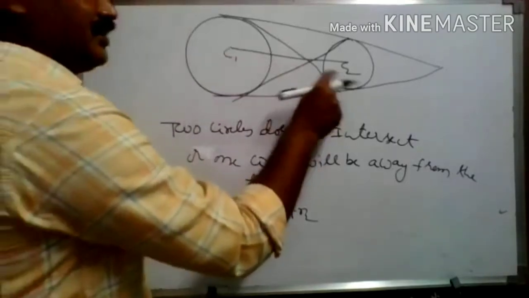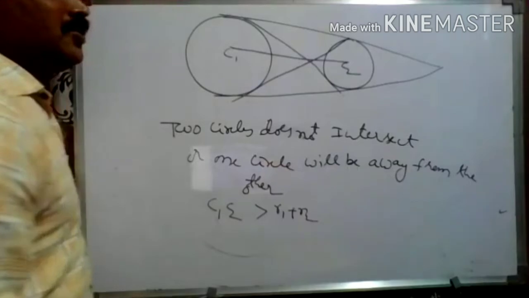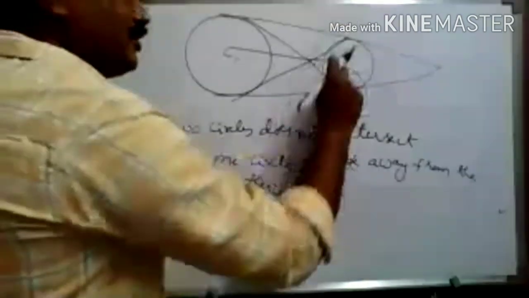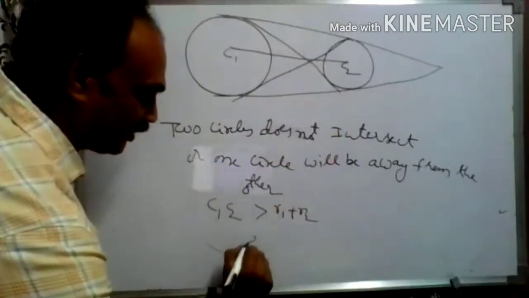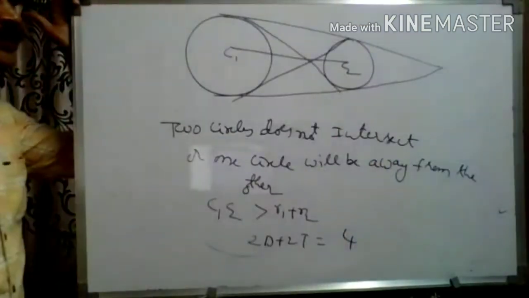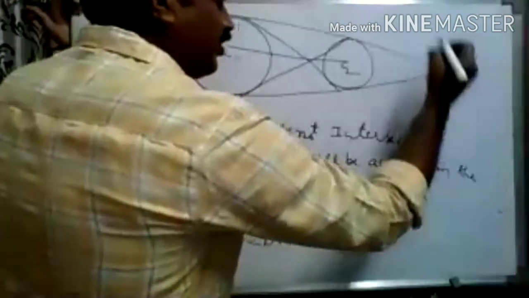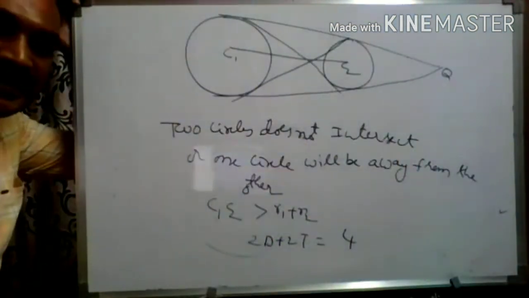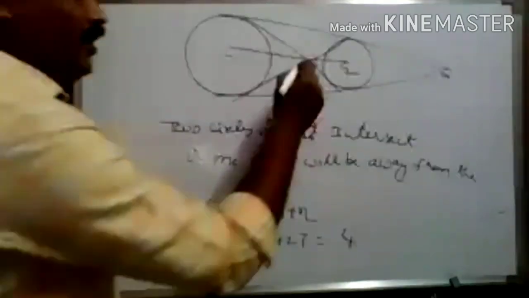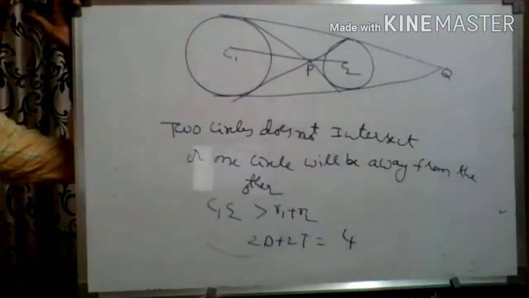C1C2 is greater than R1 plus R2. One circle will be away from the other. Total common tangents is equal to two direct, two transverse. Total common tangents is equal to 4. This is direct common tangents. Point of intersection of direct common tangents is called external center of similitude. Point of intersection of transverse common tangents is called internal center of similitude.